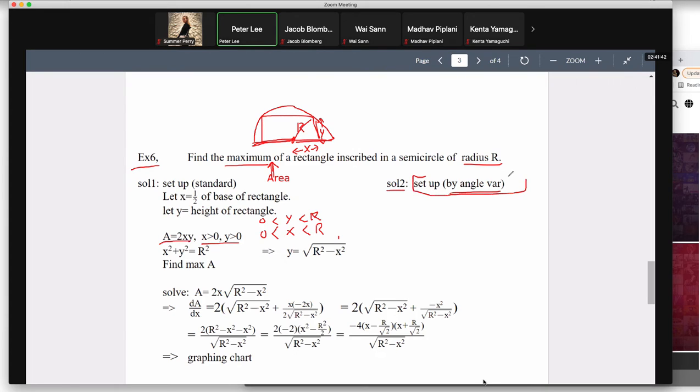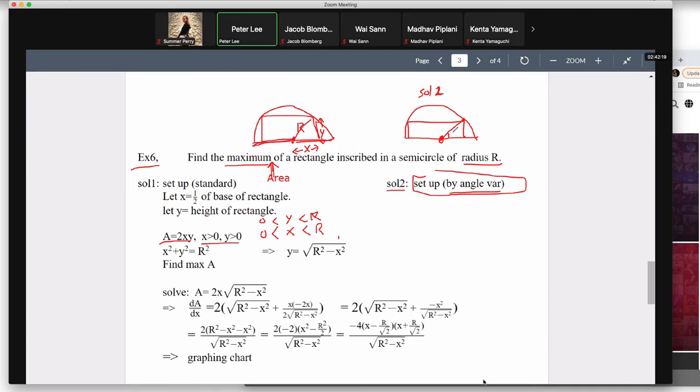This is the interesting one. In this case, I'm not going to do this here. I'm going to do this here. I'm going to draw a semicircle, and then this is r. And then the rectangle is like this. In solution 2 setup, we are not going to create x and y. You know what we are going to create? We are going to draw a line there, and that will be the corner of the rectangle like this.